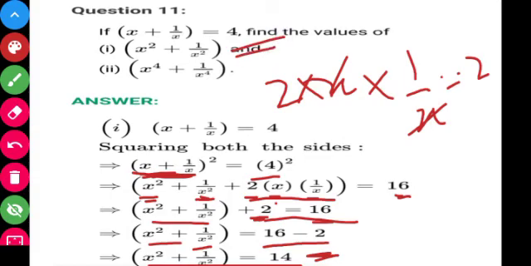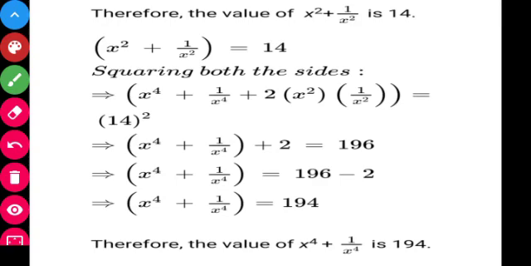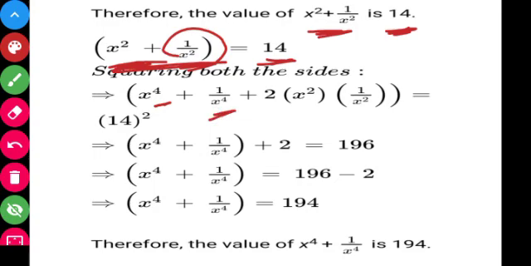Now come to the second part. Since we have x square plus 1 upon x square is equal to 14, we find x to the power 4 plus 1 upon x to the power 4. So write x square plus 1 upon x square is equal to 14. Now again squaring on both sides, we have a square plus b square, that means x to the power 4 plus 1 upon x to the power 4, plus 2 into x square into 1 upon x square. So here x square cancels, and this is equal to 14 square.